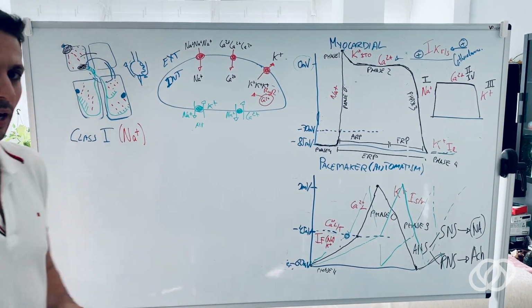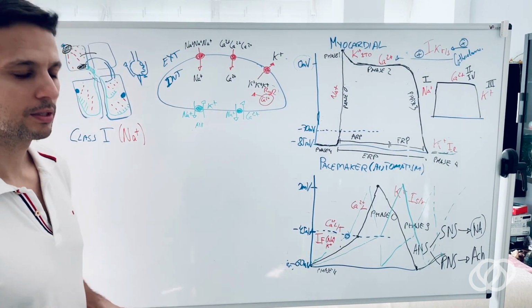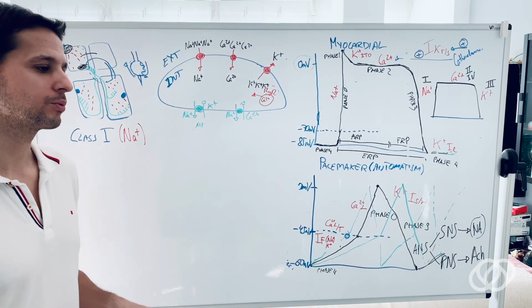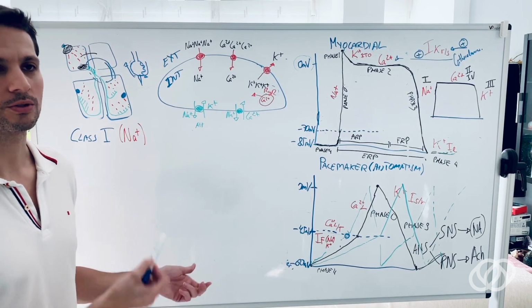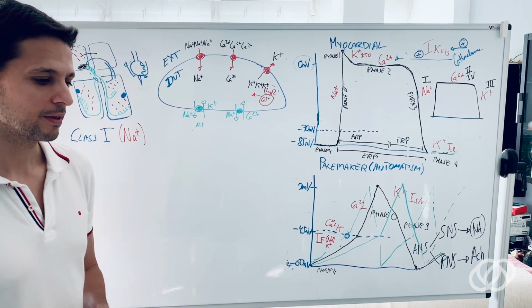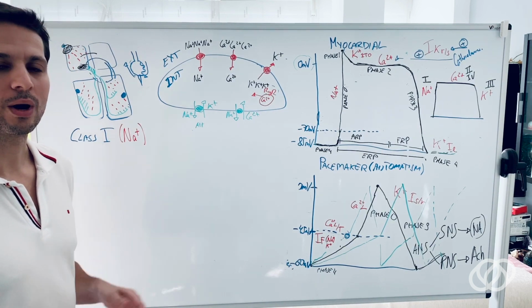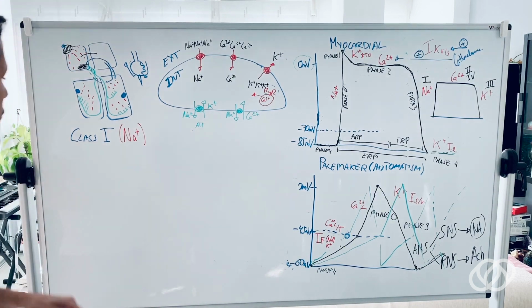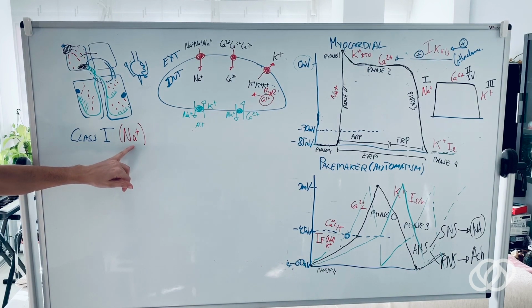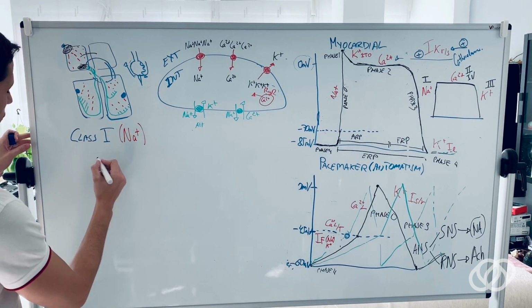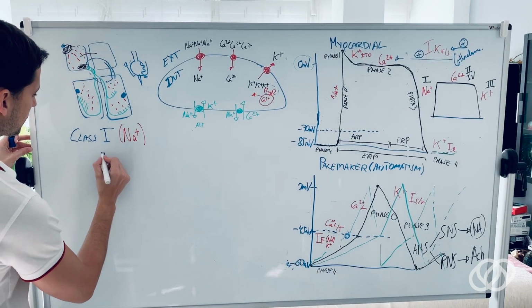So, knowing that, we can start with the classification. In the class 1 drugs, we have 3 types: class 1A, 1B, and 1C. We are going to start from 1C, because it's better for understanding, then 1B, and then 1A. We remember that in class 1 we are blocking the sodium channels.